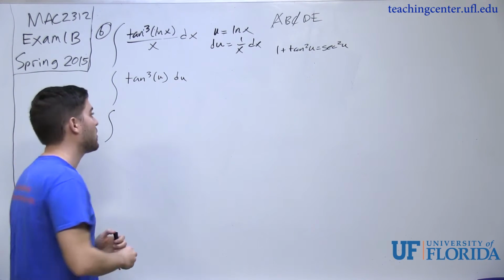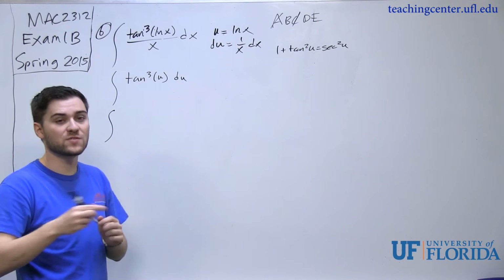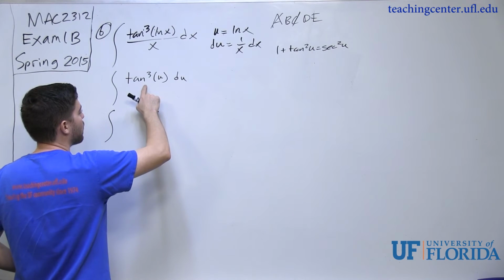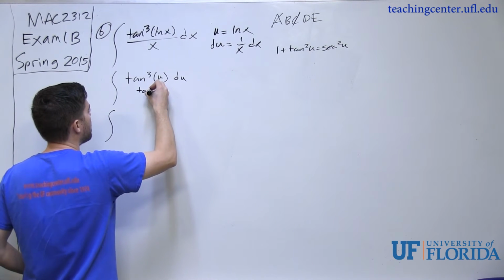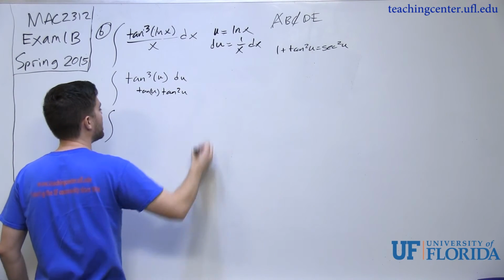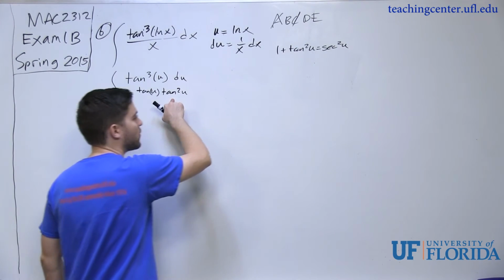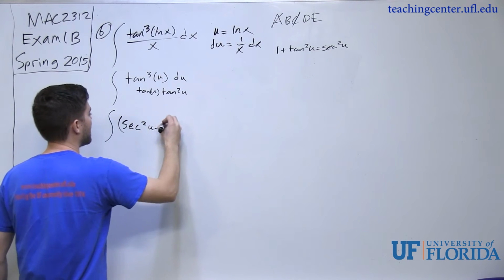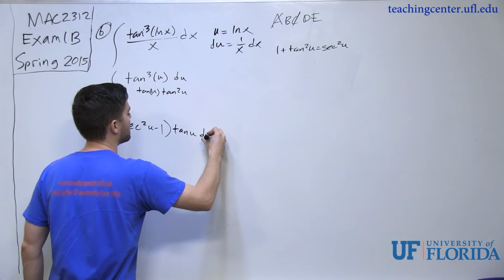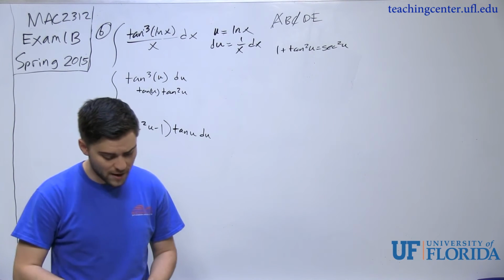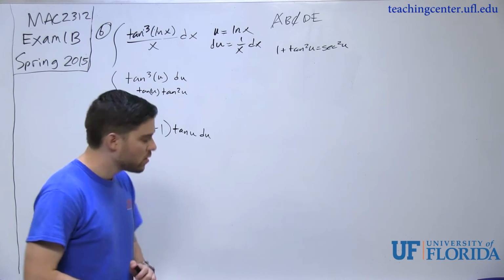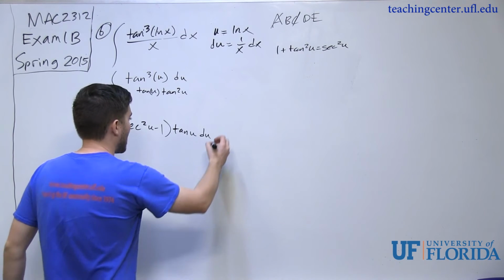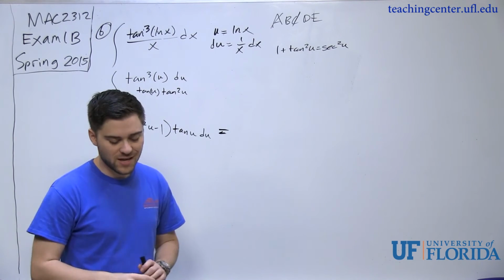and according to the answers, tan squared u plus 1 equals secant squared u has to be used somewhere. So if I plug in for one of these tangents, because I'll have a tan u times tan squared u, I can plug in for this one right here. That gets me secant squared u minus 1 times tangent of u du. Okay, good.